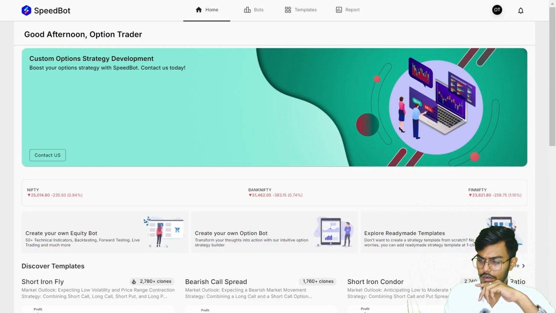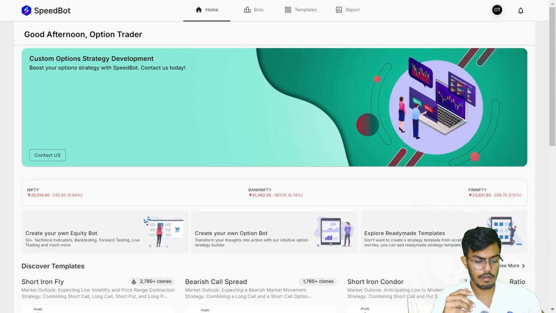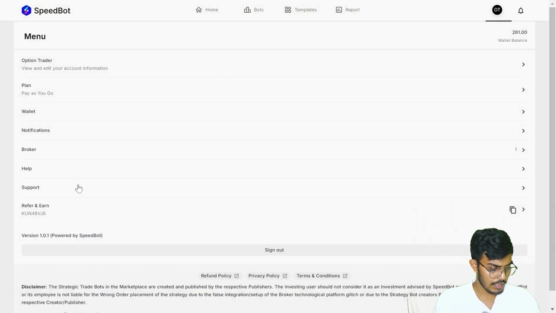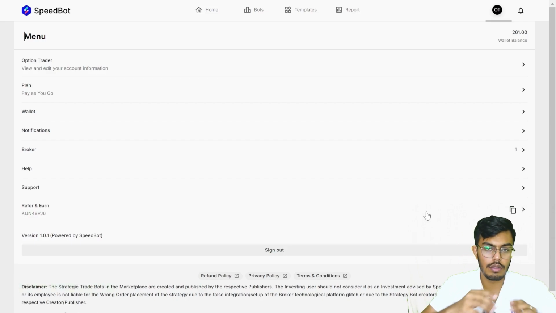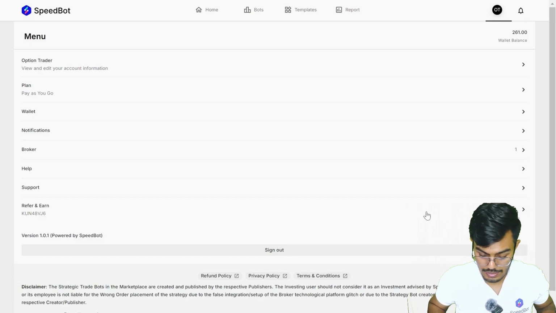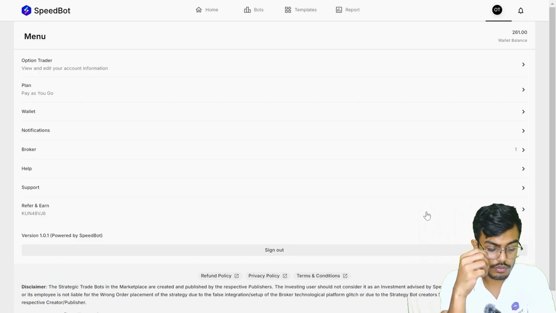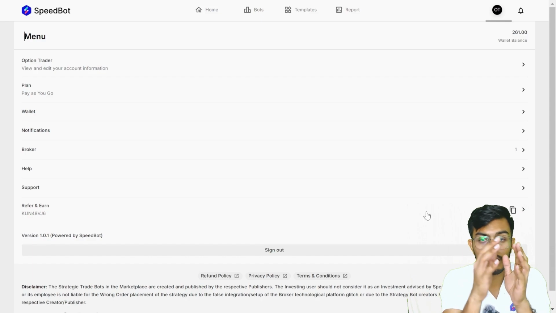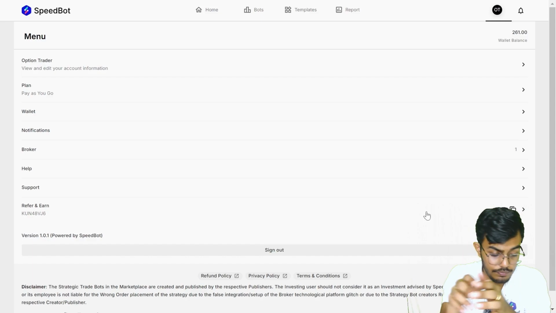Does SpeedBot provide a referral partner program? This is a question asked by Parth. Yes, SpeedBot does provide the referral partner program. If you'd like to enroll yourself, it's just a one-click process. Over here, if you go to the menu and see the Refer and Earn option, this is a referral unique code that you can copy and share with whomever you'd like to sign up and refer to.